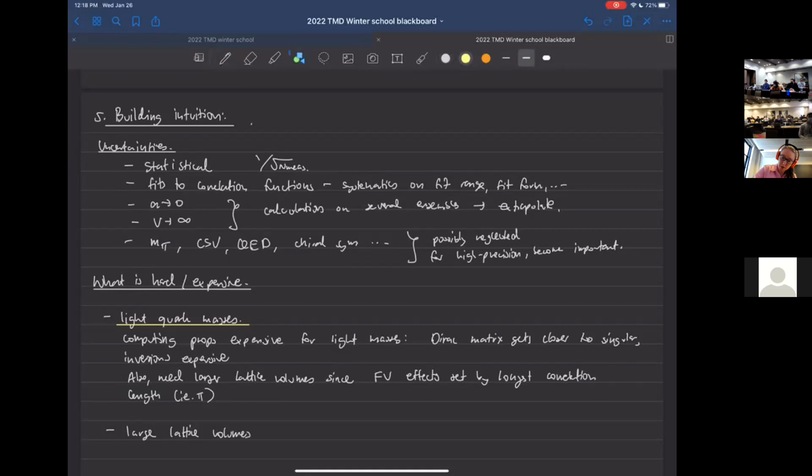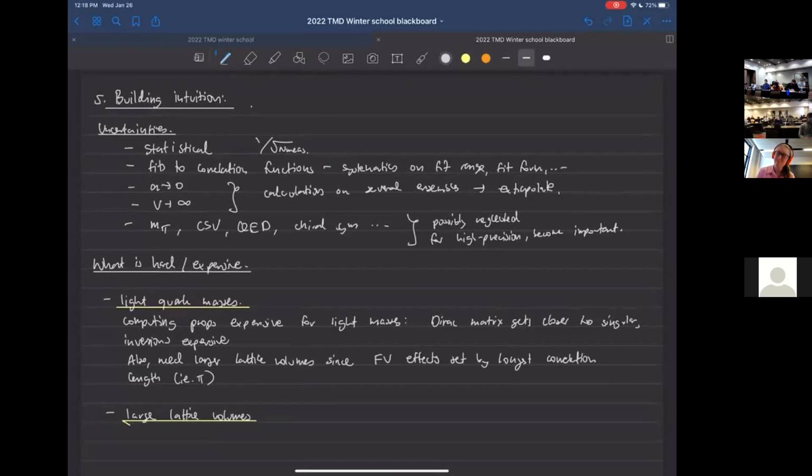Large lattice volumes are hard. So this one's sort of obvious, but any suggestion why? More sites to calculate? Yeah, right. You just have a large number of degrees of freedom. I mean, also the Dirac operator has more low modes, but basically you've got a lot of degrees of freedom for each configuration propagator, so it just gets computationally expensive.